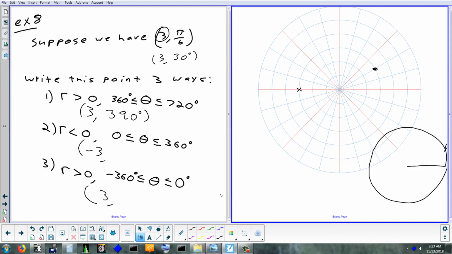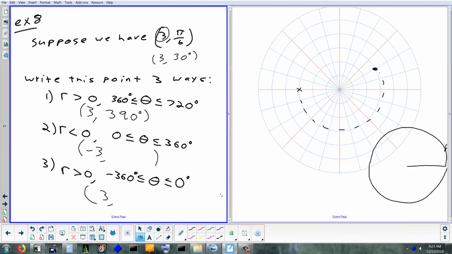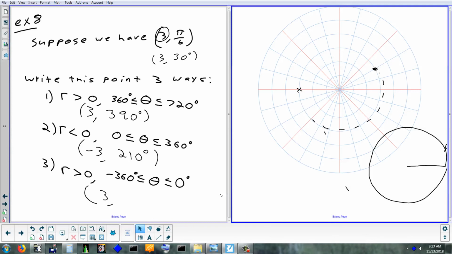So you're going to go this way. So we just have to figure out how many degrees it is to get over to that part. Well, it's halfway, and then it's 2 more sections. So just add that up. Yep. 210. So -3, 210. All right, so that's that one. Oh, I'm just going to erase it.